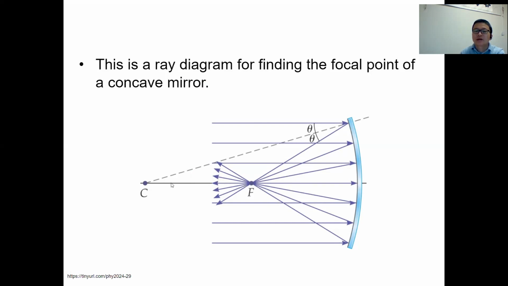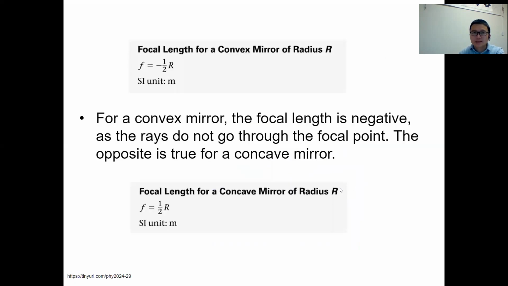So twice the focal length is equal to the radius when the angle is small. In that case, for a convex mirror, the focal length would be equal to half of the radius with a negative sign, because the reflected rays from a convex mirror do not actually physically meet at the focal point, but they appear to be coming from the focal point. So that's why we put a negative sign there.